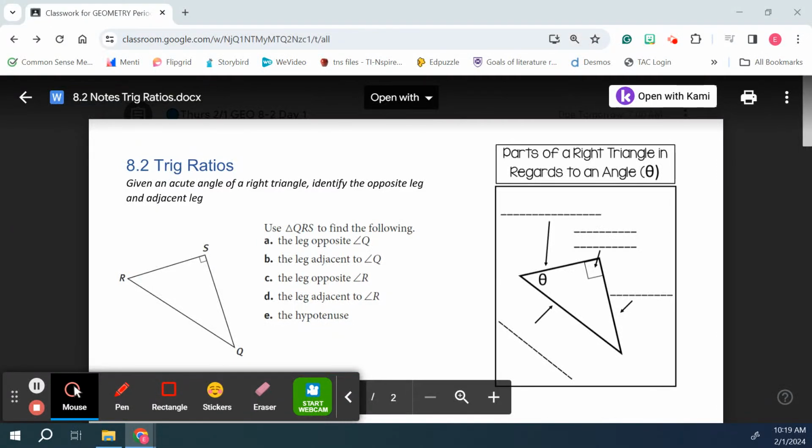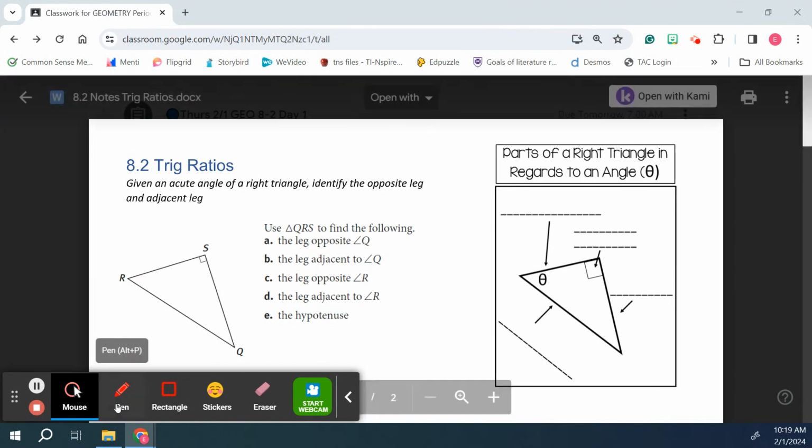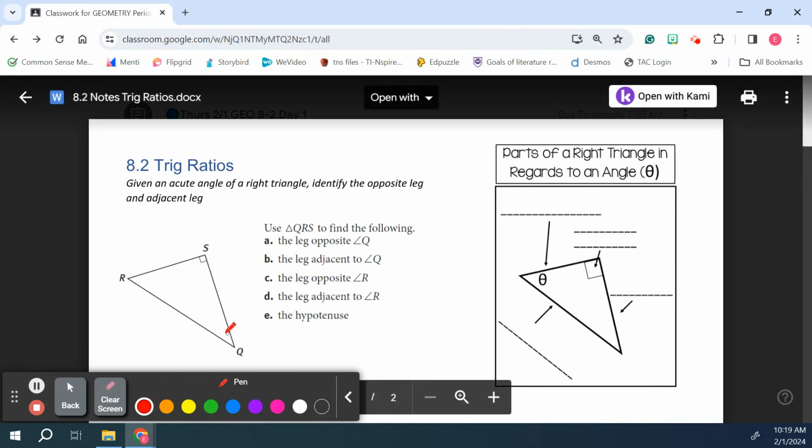All right, so given an acute angle of a right triangle, identify the opposite and adjacent legs. In this case, they're saying use triangle QRS to find the following: the leg opposite Q. So this is my suggestion to you guys for finding these different ratios. What I'm going to do is circle Q, and the leg opposite that is where I can physically draw an arrow across it. So the leg opposite Q ends up being RS.